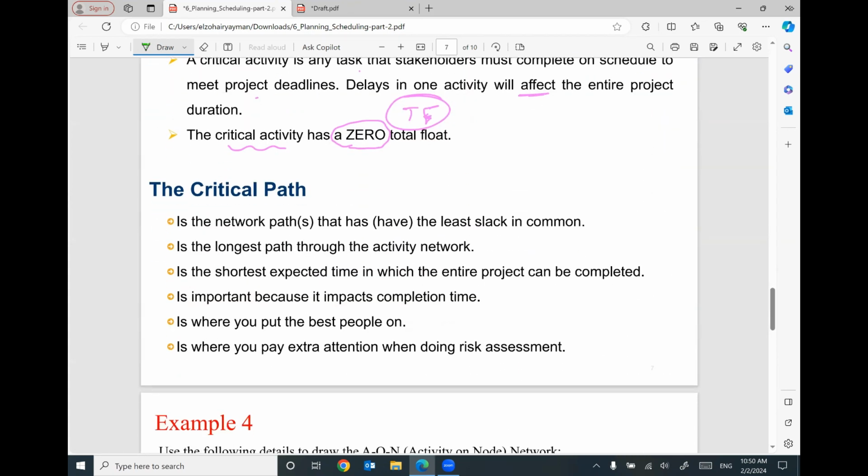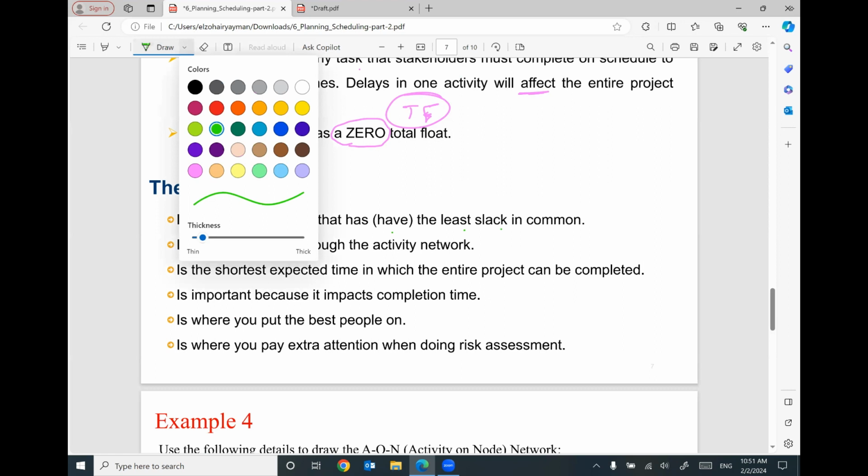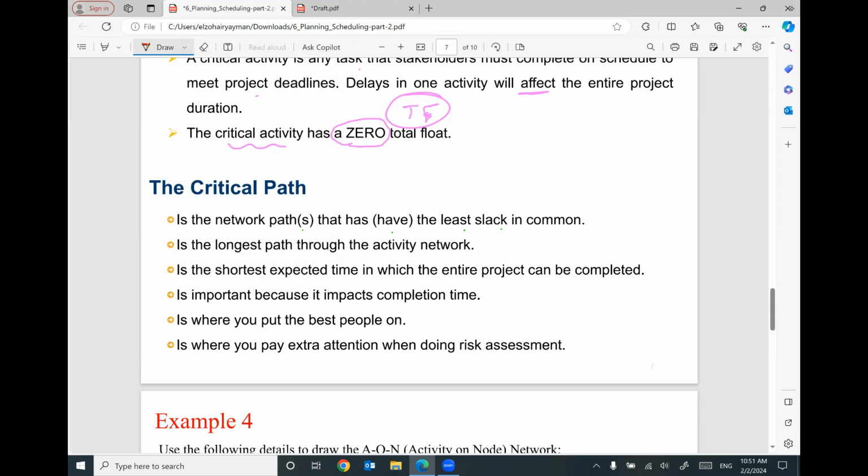The critical path is the network path that has the least slack in common. Sometimes we have many critical paths. Sometimes we have one, we have two, we have three, but we must have at least one. The critical path can be defined as the longest path through the activity network, or the shortest time to finish up the project.